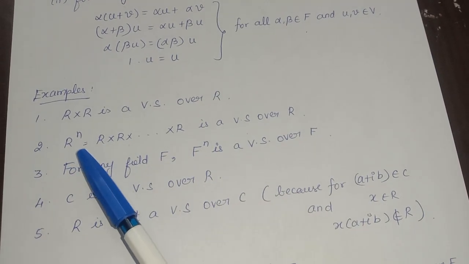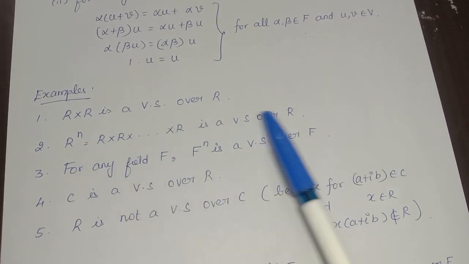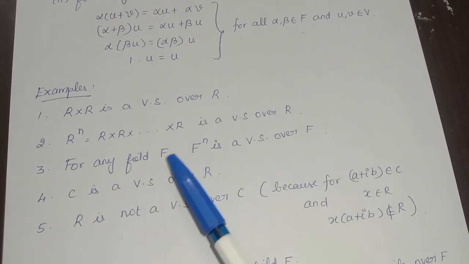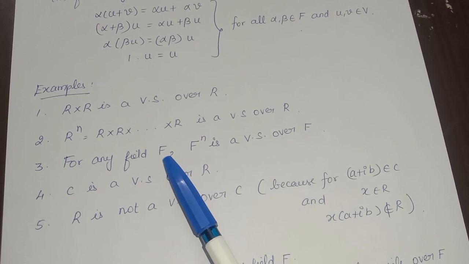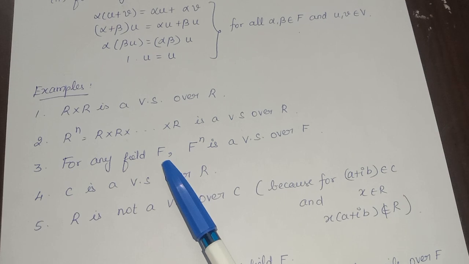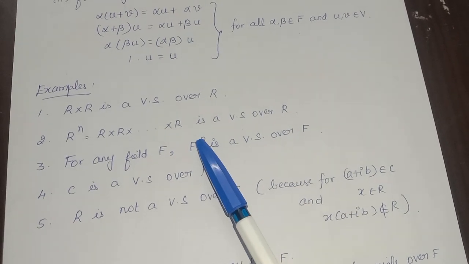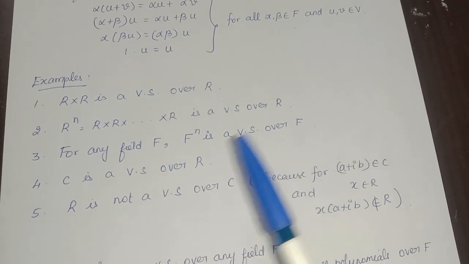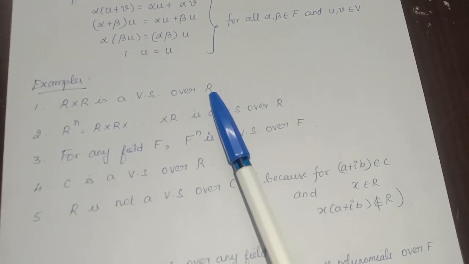Rn means its elements will be n-tuples, so it also forms a vector space over R. In general, how can we generalize this result? If we take any field F, what do we mean by a field? It is an abelian group with respect to both addition and multiplication, isn't it? So if you take any field F, then Fn forms a vector space over the same field F.